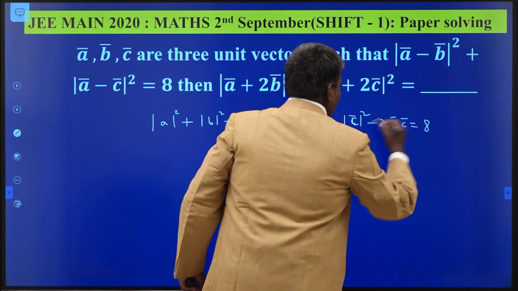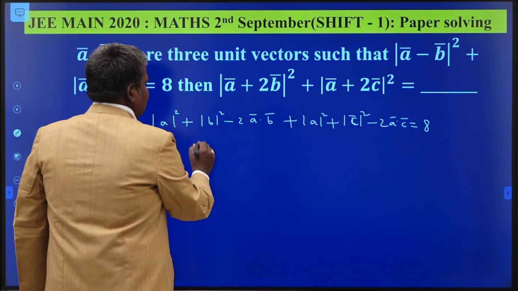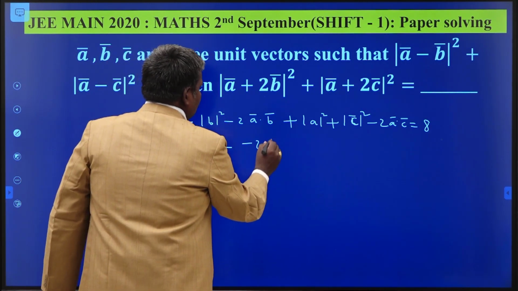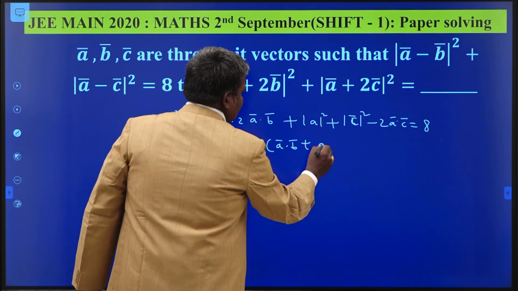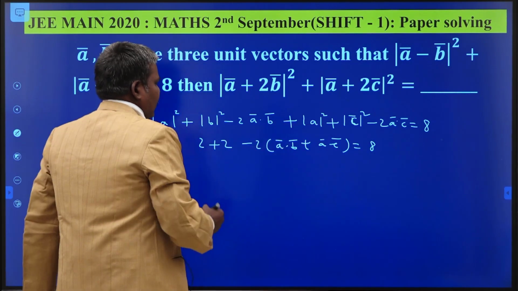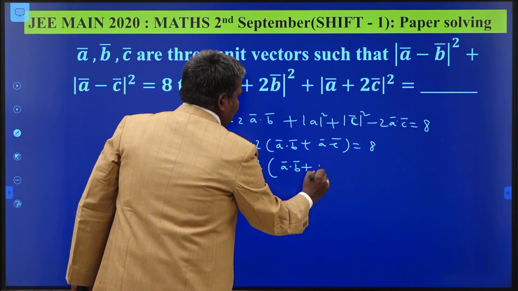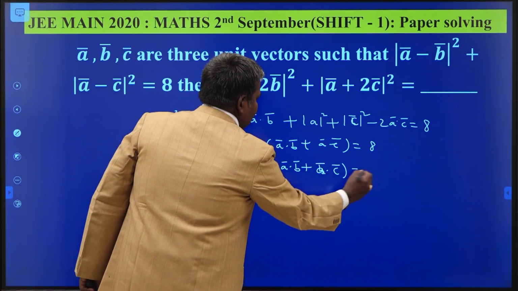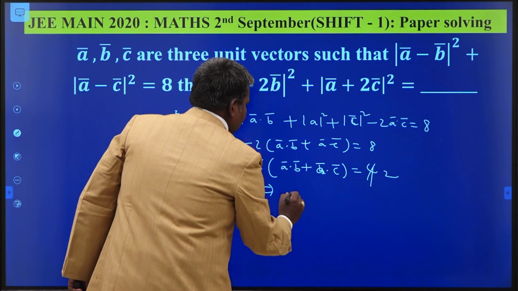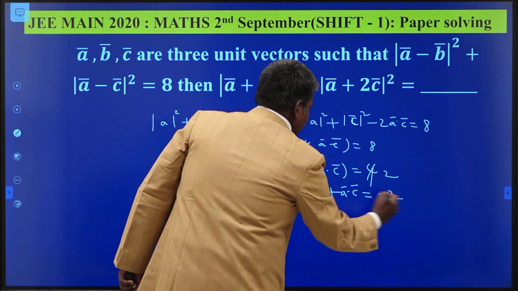8. Now modulus of a bar, modulus of b bar, modulus of c bar are 1. That means 1 plus 1, 2. That is again 1 plus 1, 2. 2 plus 2, 4. Minus 2 times a bar dot b bar plus a bar dot c bar is equal to 8. If you take the 4 to the right side, what happens? 8 minus 4, that is 4. Minus 2 times a bar dot b bar plus a bar dot c bar is equal to 4. So this cancels out 2 times. We have the result a bar dot b bar plus a bar dot c bar is equal to minus 2.